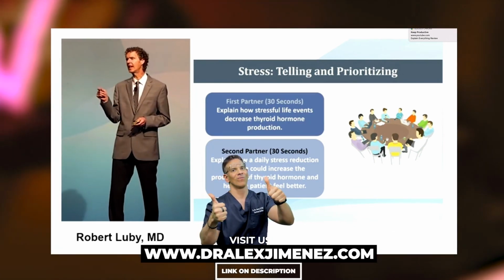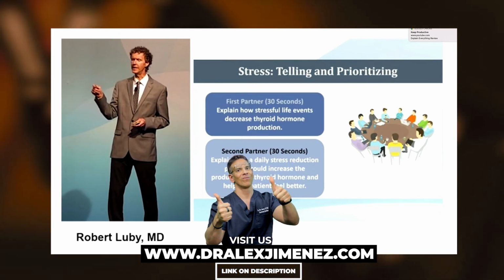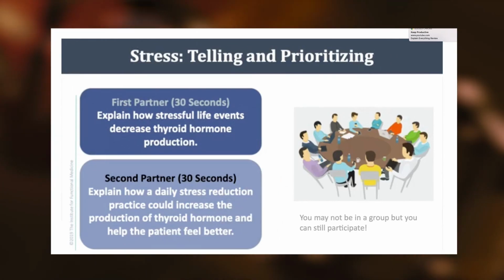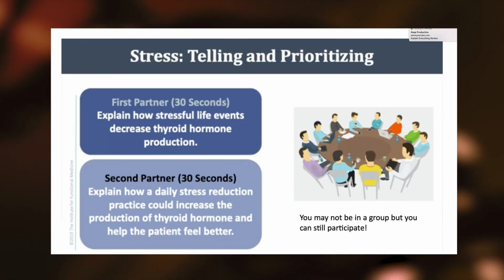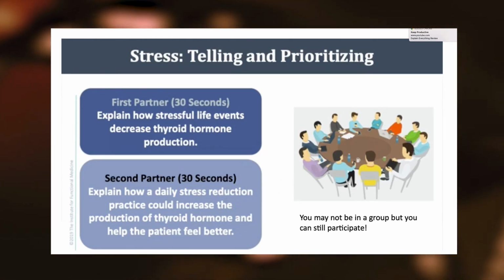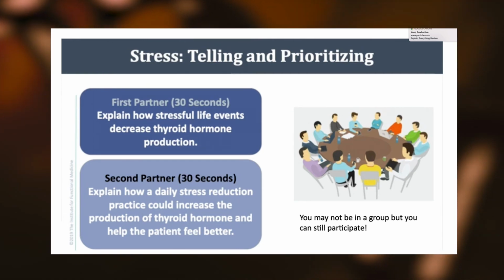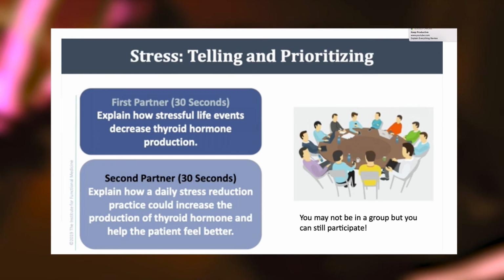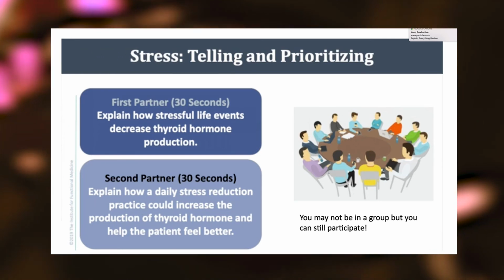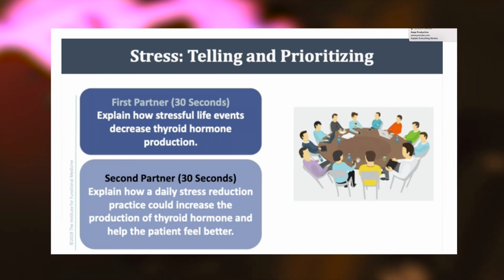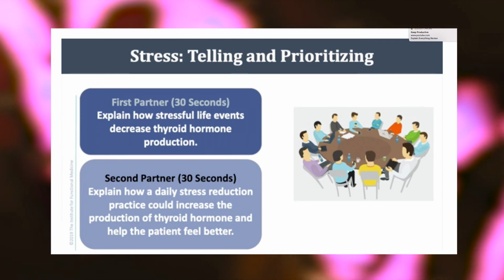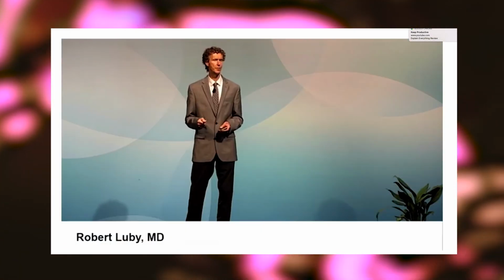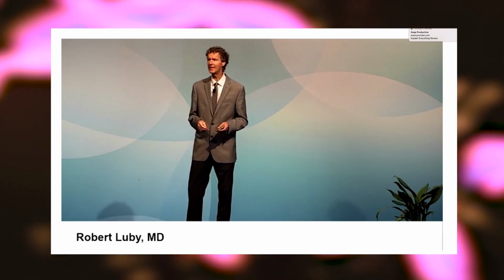And for 30 seconds, the doctor will explain to the patient how their stressful life events might decrease their thyroid hormone production, then switch partners, and the patient becomes the doctor, and you explain to your partner how a daily stress reduction practice could increase the production of thyroid hormone and help you feel better. Okay? Just a 30-second exercise for each of you, just to get used to telling that story. As you've heard now, the most important skill in functional medicine. Go ahead, 30 seconds each.